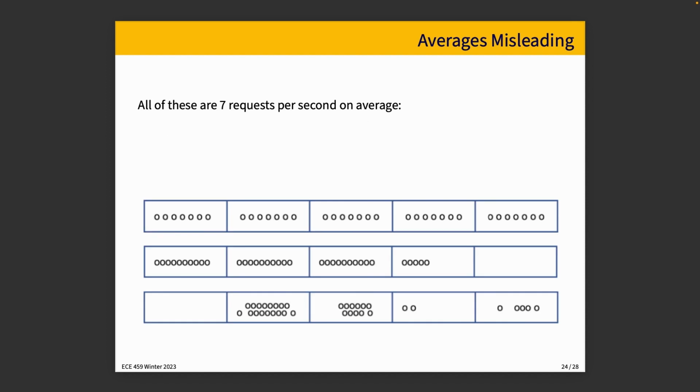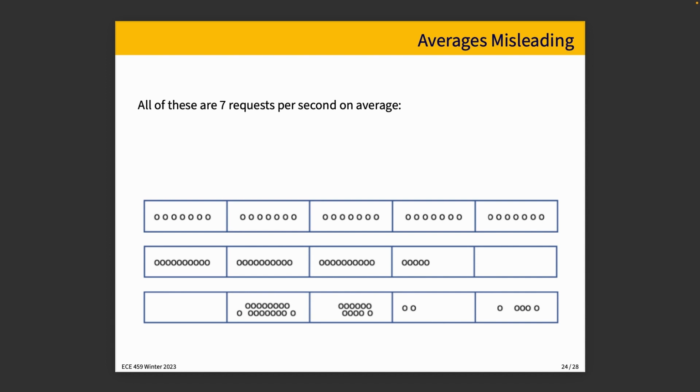Here's another way that you could think of averages as misleading. The burst can be quite different. If our service receives on average 7 requests per second, does it mean it looks like the first, the second, or the third row here?